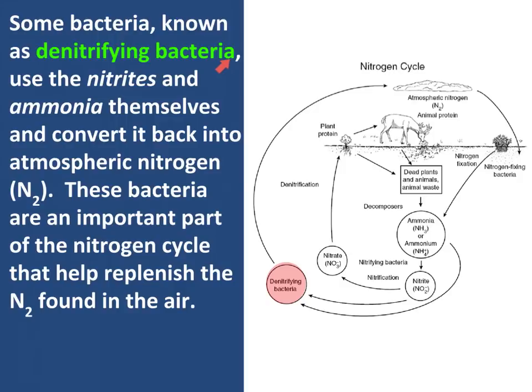So these bacteria use those nitrates and ammonia themselves and convert it back into atmospheric nitrogen gas. These bacteria are an important part of the nitrogen cycle that help replenish the nitrogen gas found in the air. So, on number 11, who competes with those plants? The answer is in green, denitrifying bacteria. Number 11.